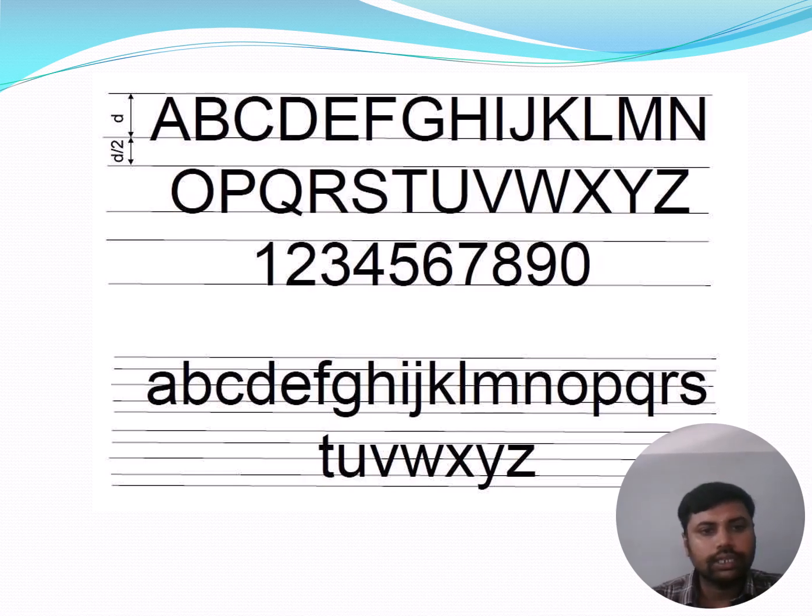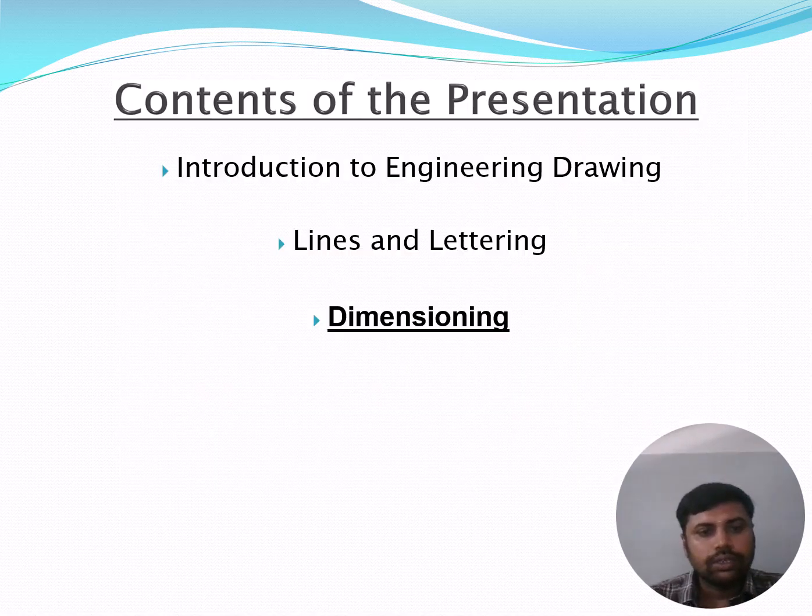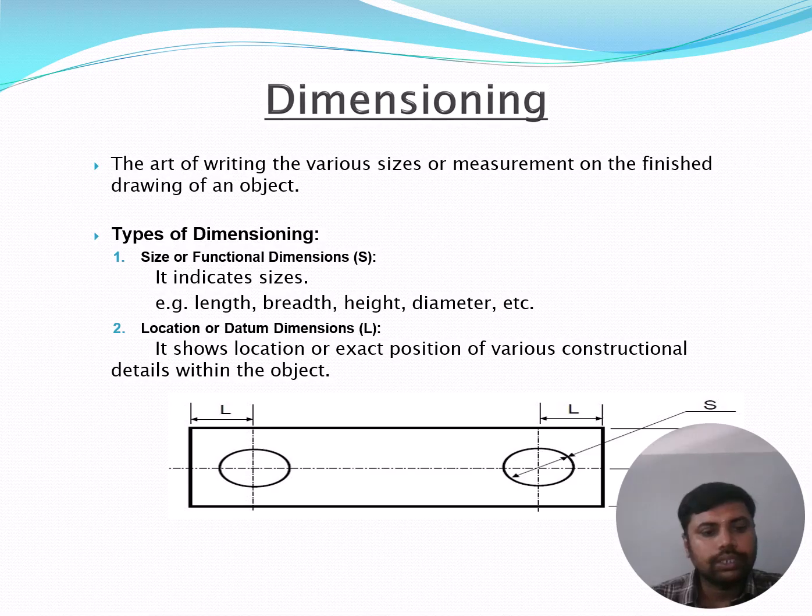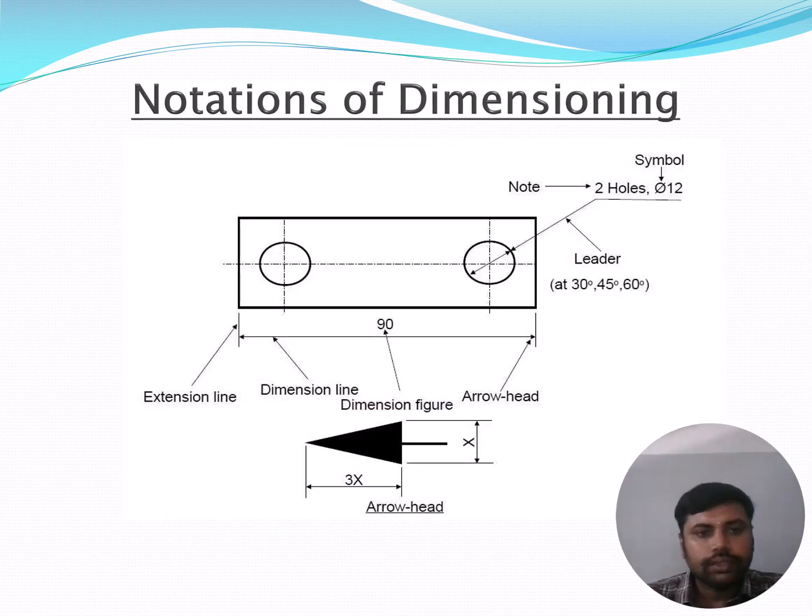You can see the lettering that is displayed, showing how we are able to write numbers and letters. Dimensioning: functional dimensions indicate sizes, the length, breadth and height, diameters, everything. Then, after the datum, dimension lines can be used at the end of the drawing. Then notations of dimension: extension lines. The extension line is the important thing we have to give at the end of the drawing object.